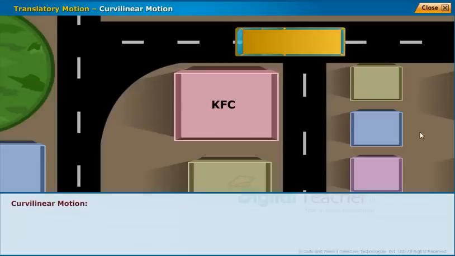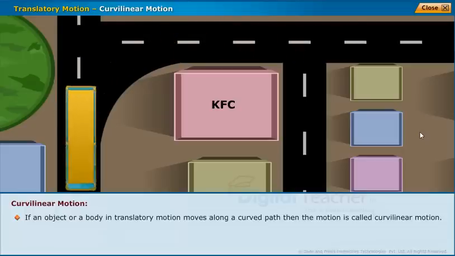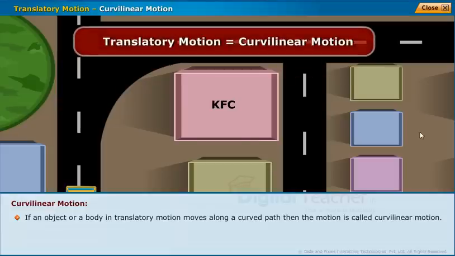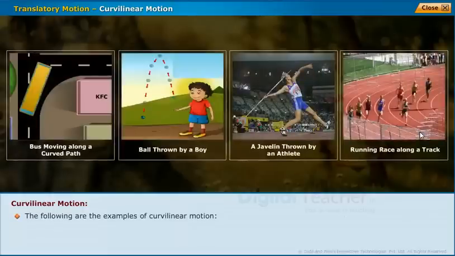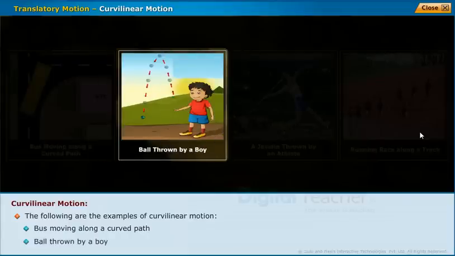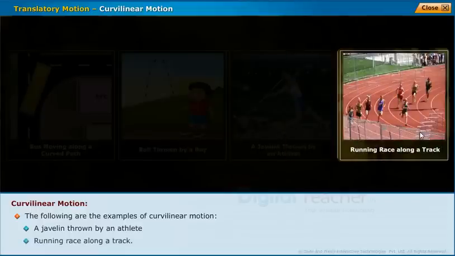Curvilinear motion. If an object or a body in translatory motion moves along a curved path, then the motion is called curvilinear motion. The following are the examples of curvilinear motion. Bus moving along a curved path. Ball thrown by a boy. A javelin thrown by an athlete. Running race along a track.